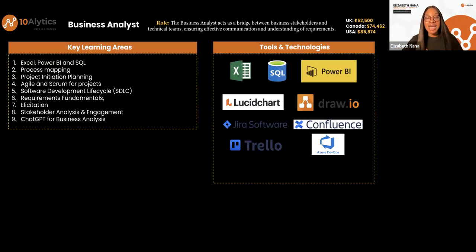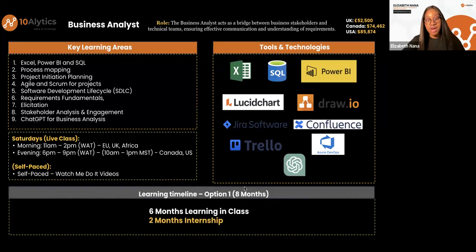Then we move on to stakeholder analysis and engagement. So how do you engage your different stakeholders? How do you analyze your stakeholders? You'll be taught that as well. And finally, ChatGPT for business analysis. So what are the tools that you'll be learning in this program? You'll be learning Excel, SQL, Power BI, Lucidchart, Draw.io, JIRA software, Confluence, Trello, Azure DevOps, and finally, ChatGPT. Okay, so these are all the tools you'll be learning. And as usual, the learning timeline and also the learning structure is the same as explained earlier.